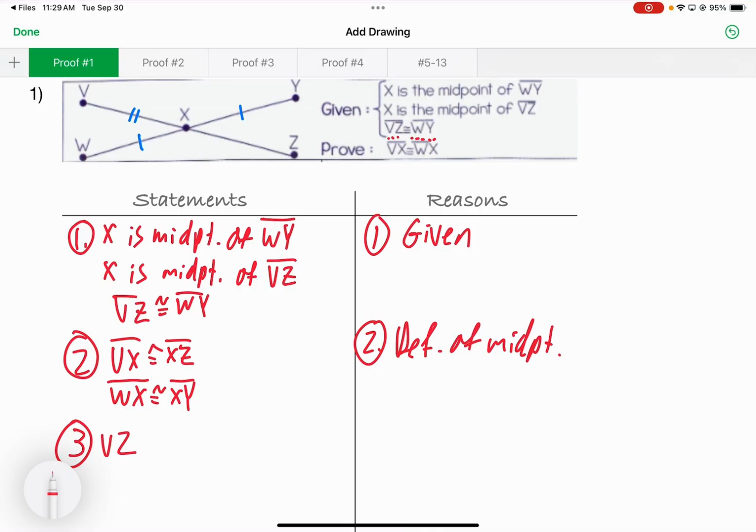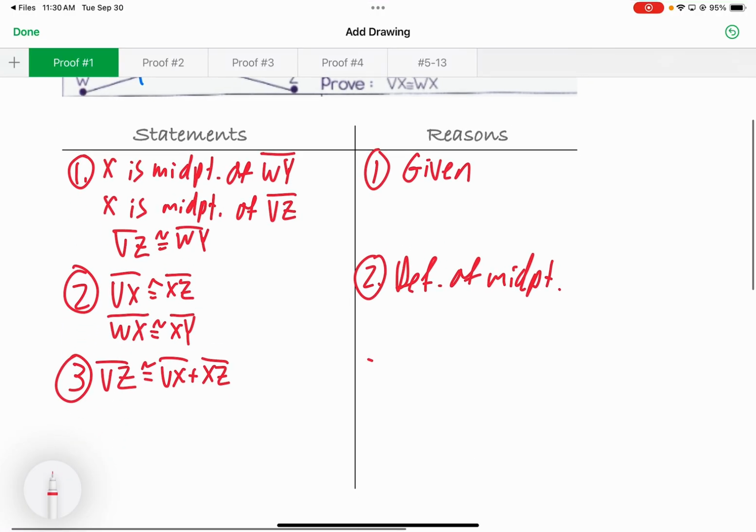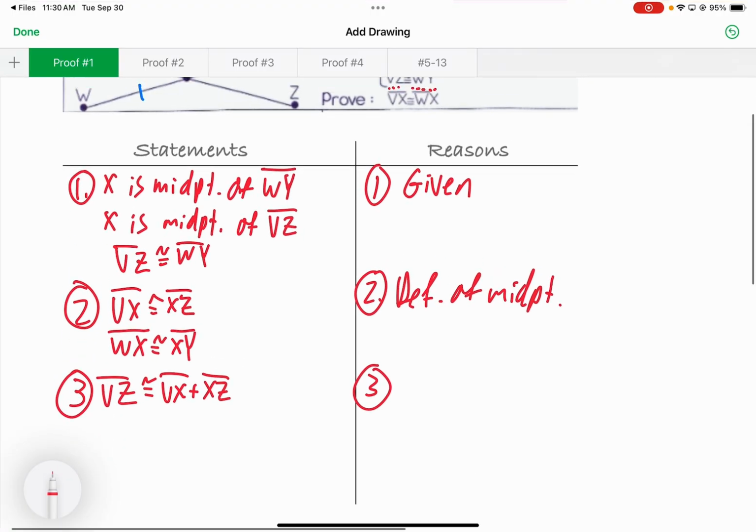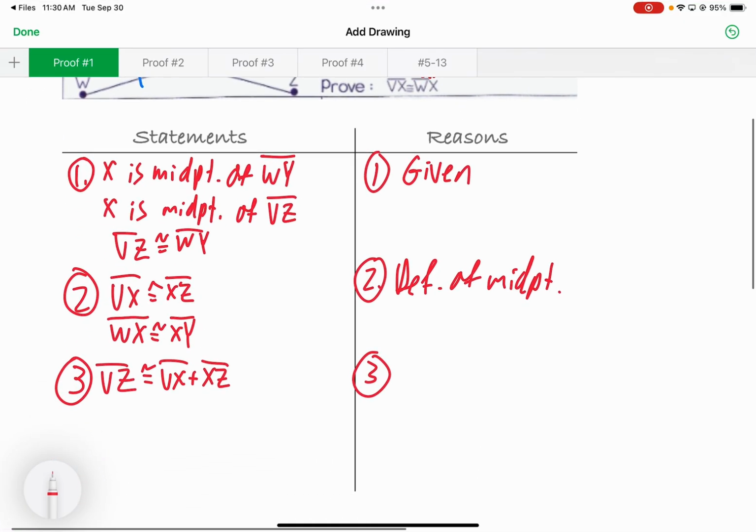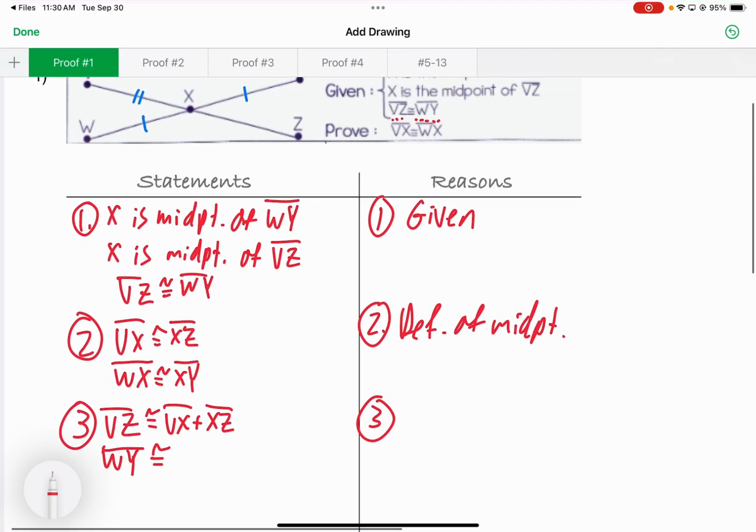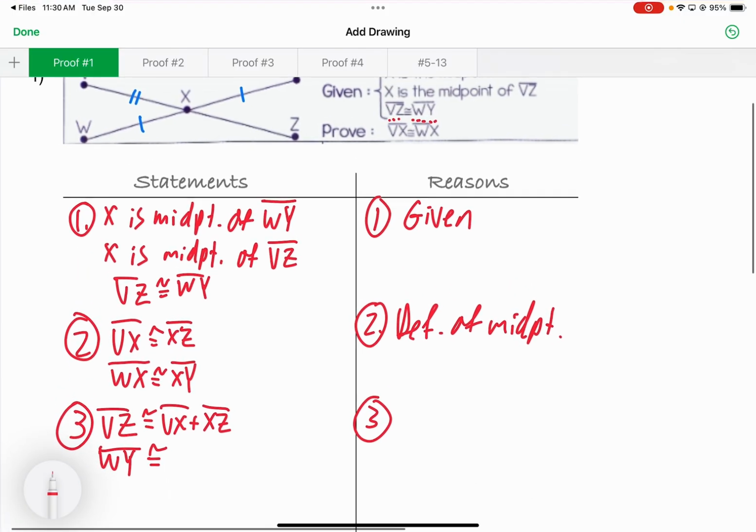So VZ is congruent to VX plus XZ. I'm going to use congruence. I'm going to use lines above it as well, too. And then the other part is WY. So WY is congruent to WX and XY.